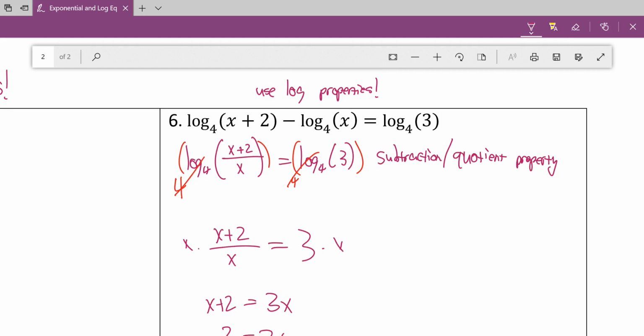And then just to check, I need to make sure that I don't have to take the log of a negative. So 1 plus 2 is 3, and log of 3 minus log of 1 would equal log of 3. Log of 1 is 0.